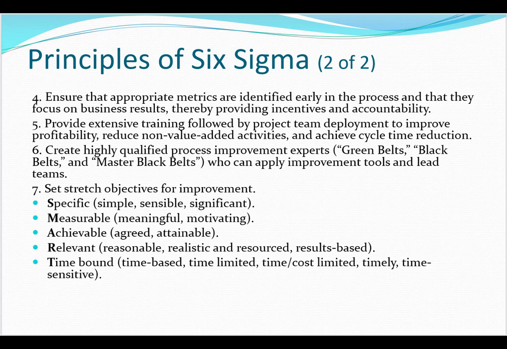A for achievable or agreed or attainable objective. R for relevant, reasonable, realistic objective. And T for time bound, something that's timely, something that is not so overwhelming that it takes forever and ever to do. And so you need to have an objective or a problem that you're trying to solve that can be done incrementally with achievable outcomes.